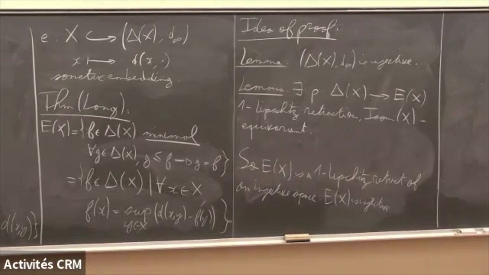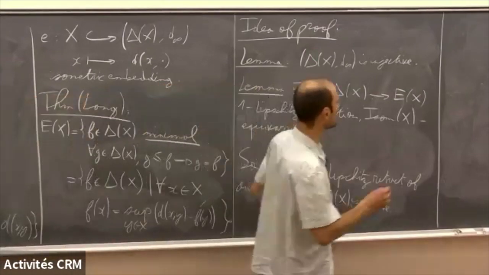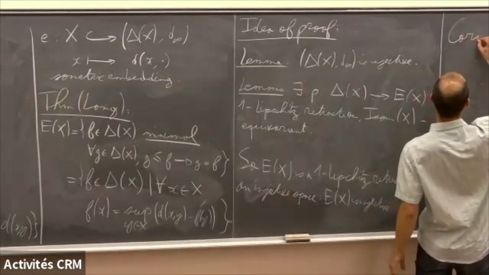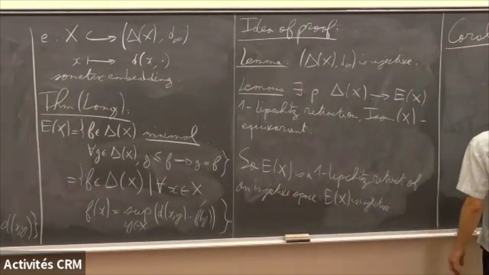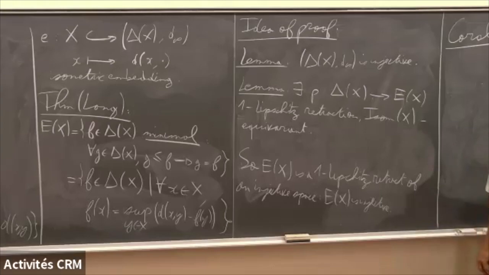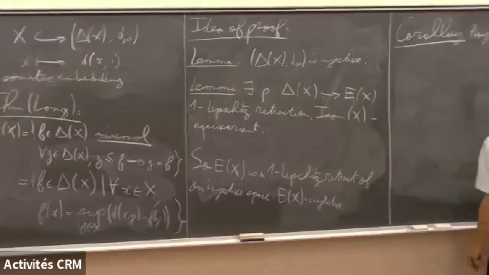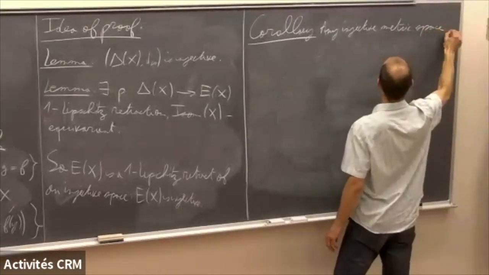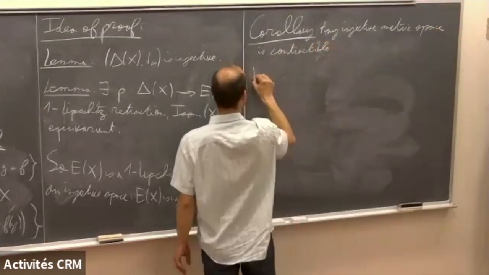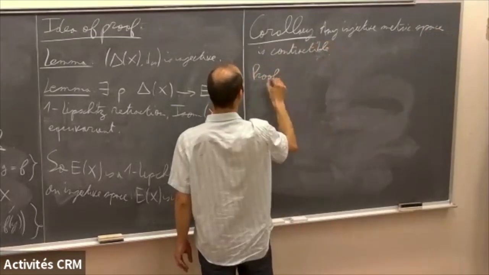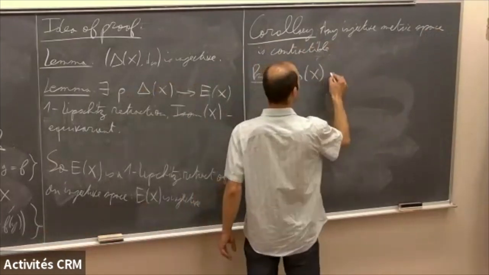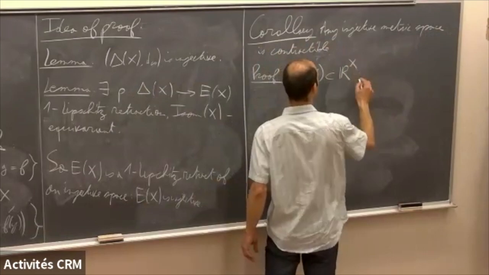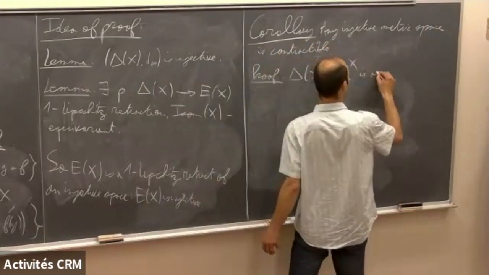So what? Apart from this result, we get a very nice consequence about injective metric spaces themselves. Any injective metric space is contractible. So why is that? It's simply because Δ(X) inside the vector space R^X is affine convex.